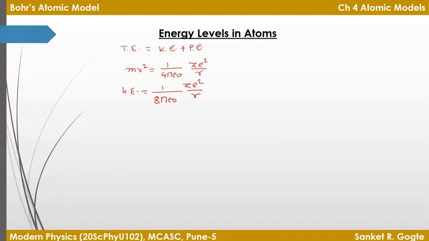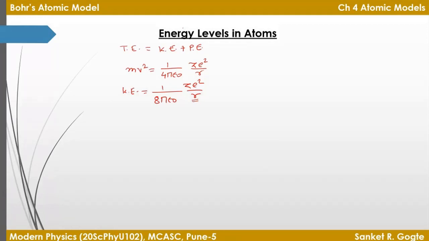But this is exactly the same relation that we derived for getting the total energy of Rutherford's atomic model. But at that time, what was the condition on R in case of Rutherford's atomic model? Is there a specific condition which R should satisfy so that the electron can be present in that orbital? There is no such condition.